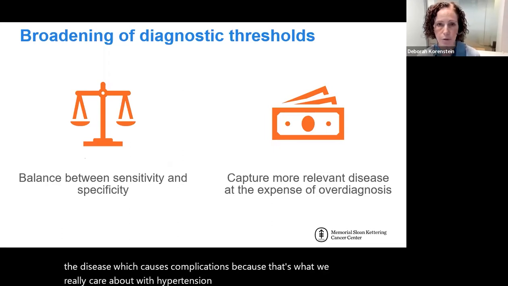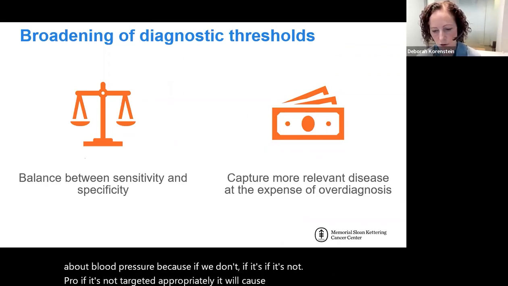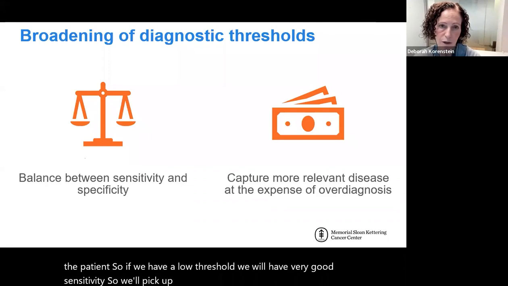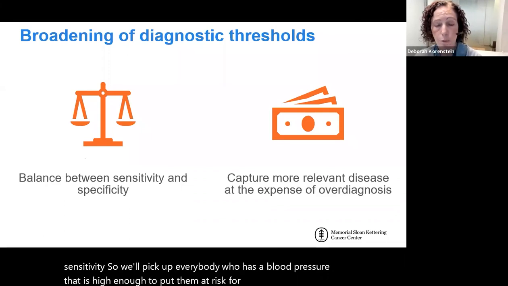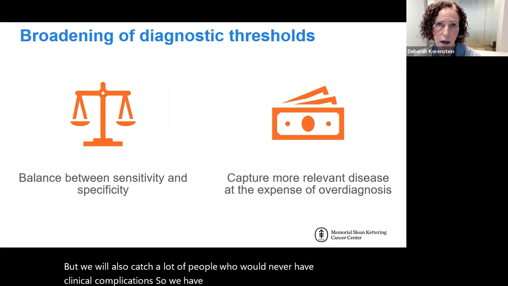We only care about blood pressure because if it's not targeted appropriately, it will cause harm later on to the patient. So if we have a low threshold, we will have very good sensitivity. So we'll pick up everybody who has a blood pressure that is high enough to put them at risk for clinical complications, but we will also catch a lot of people who would never have clinical complications. So we have lower specificity for clinically relevant hypertension.